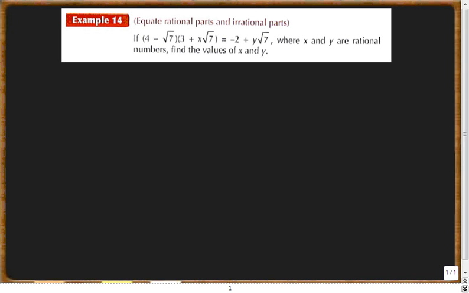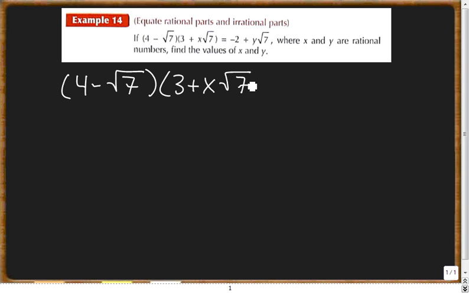Okay, so example 14 says, if (4 minus the square root of 7) times (3 plus x times the square root of 7) equals negative 2 plus y times the square root of 7, where x and y are rational numbers, find the values of x and y.